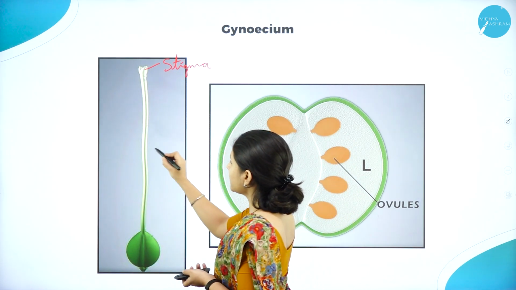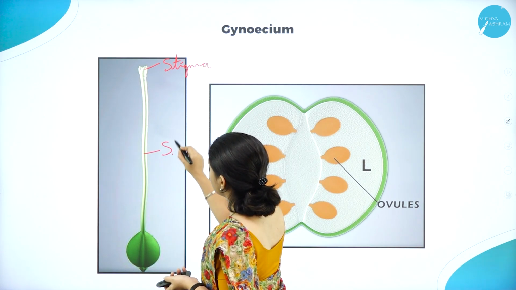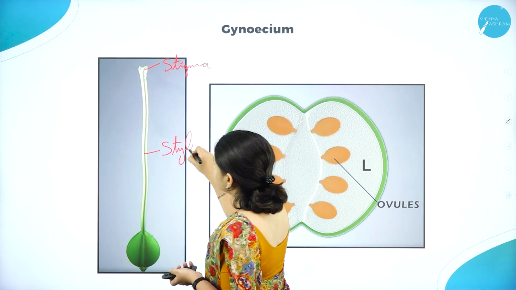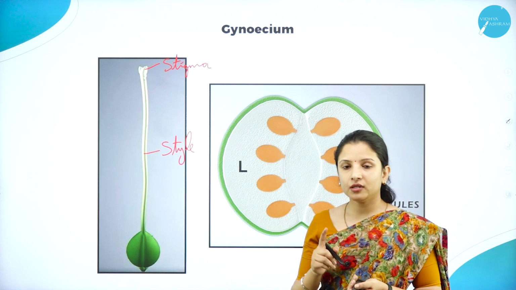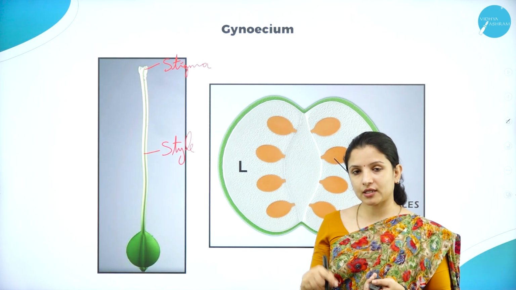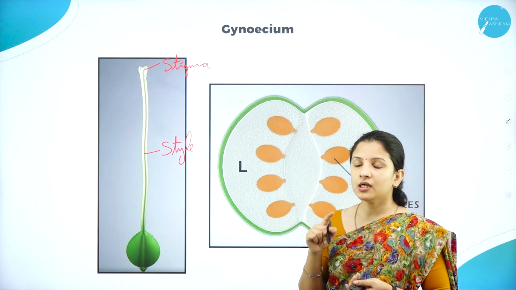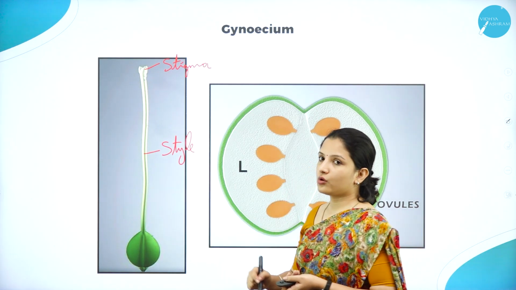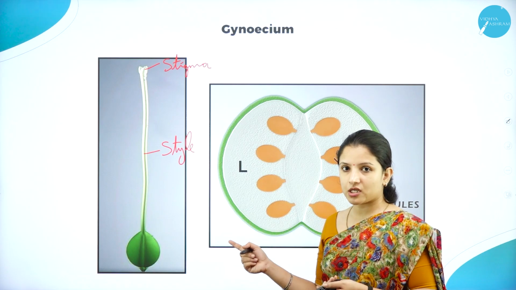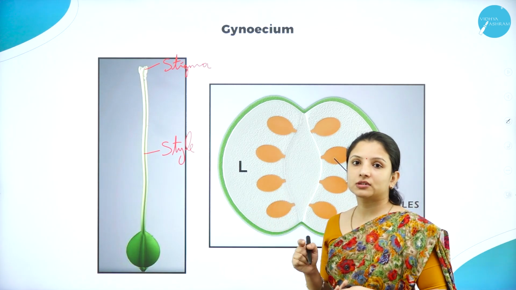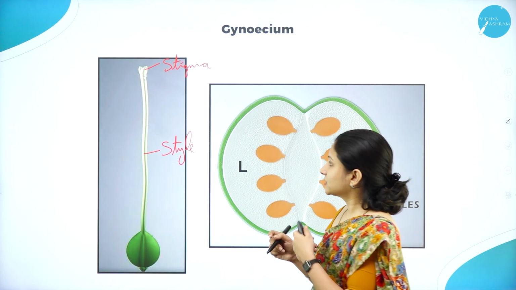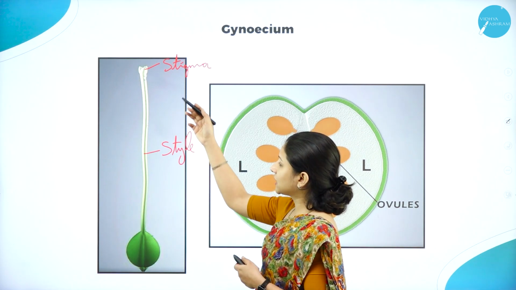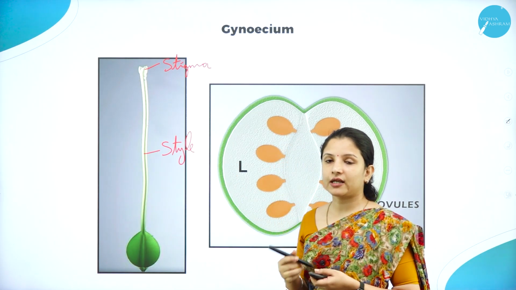How is it connected? It is connected by a structure called the style. Just like in the stamen, the anther was connected to the thalamus through a filament, the stigma is connected to the base region, that is the ovary, through a structure called the style. The style is also thin and slender.